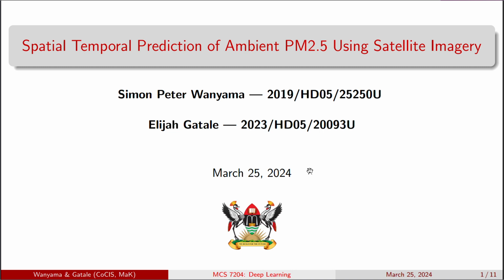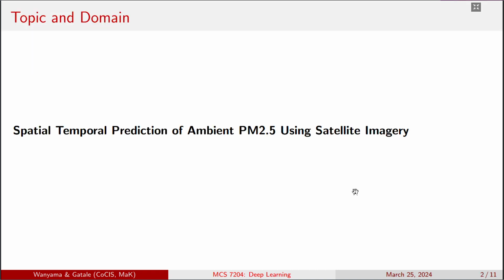So today we are going to present about spatial temporal prediction of ambient PM2.5 using satellite imagery. Let me explain a few words before we continue. So spatial is related with locations and temporal is associated with time. Prediction means forecasting and ambient means neighborhood or surrounding.